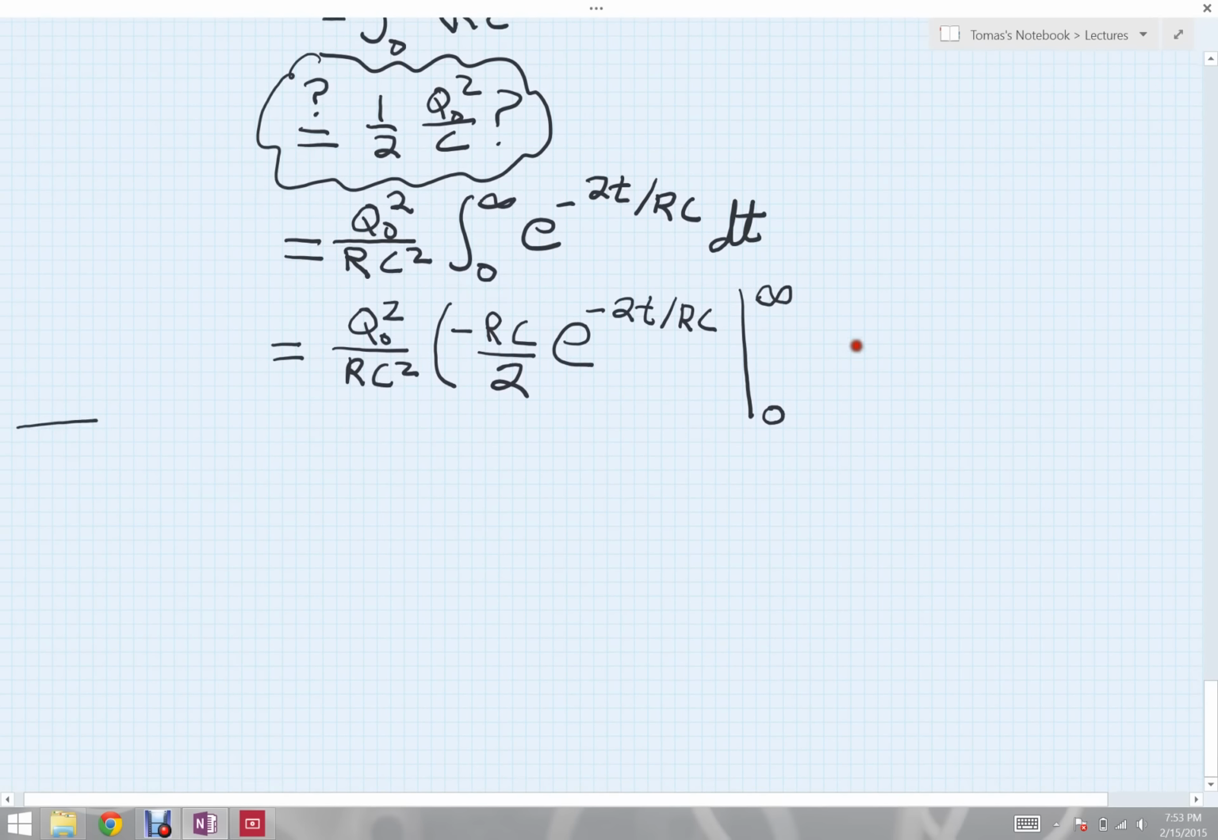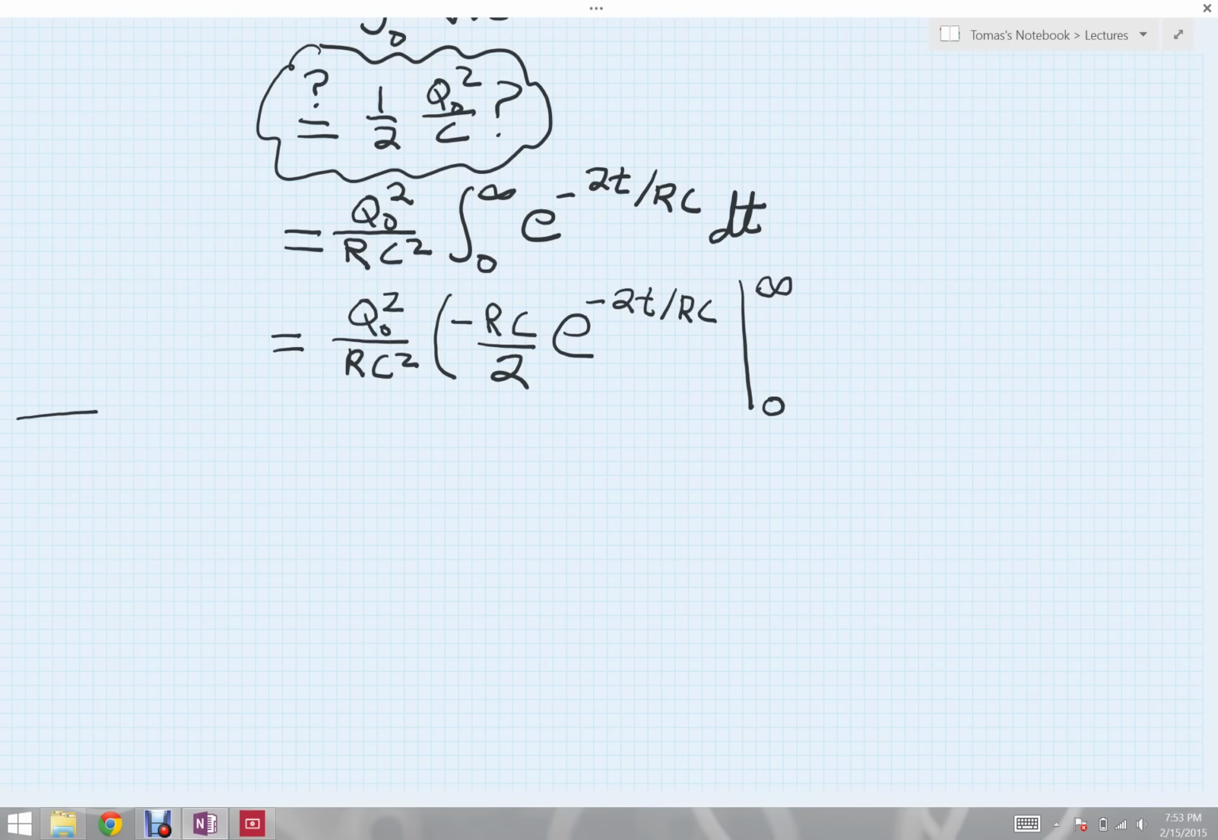Coming now down to the home stretch. We're starting to see some promising looking combinations. I've got the half here. This is starting to look pretty good. Okay, so this will equal Q naught squared on RC squared. Suspense is getting to me here, folks. All right, now we stick in the limit at infinity.